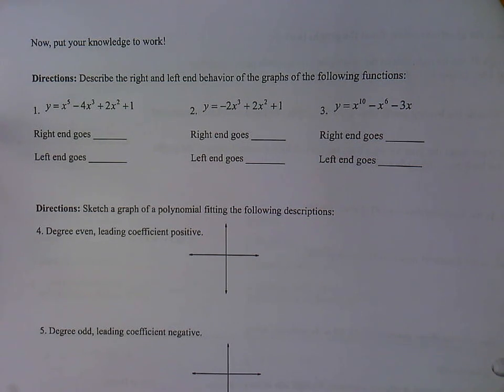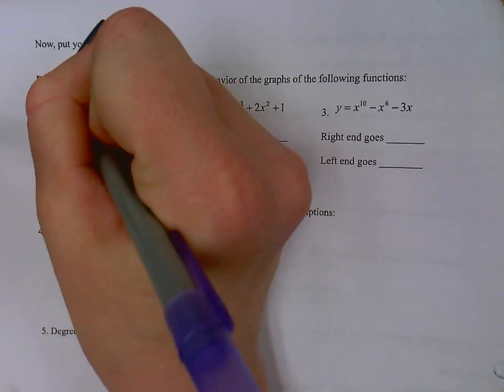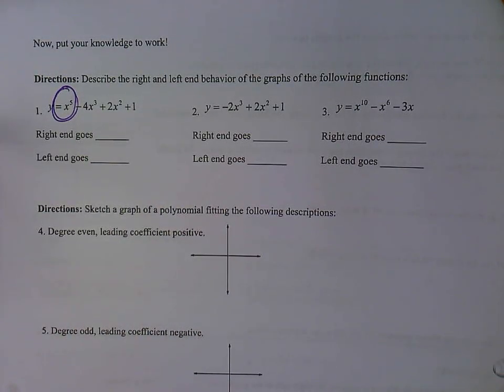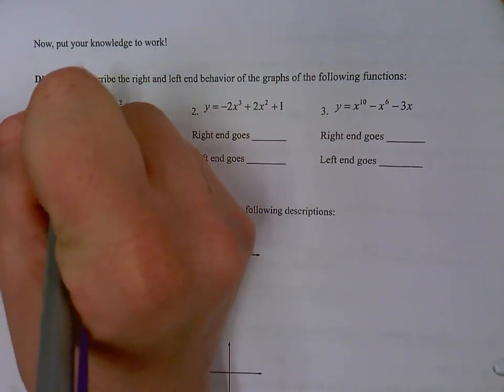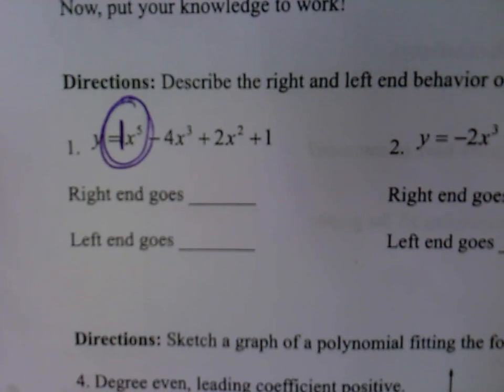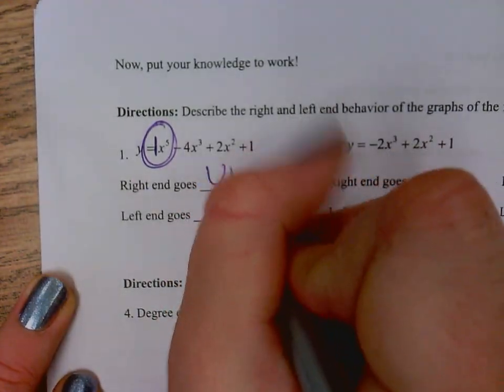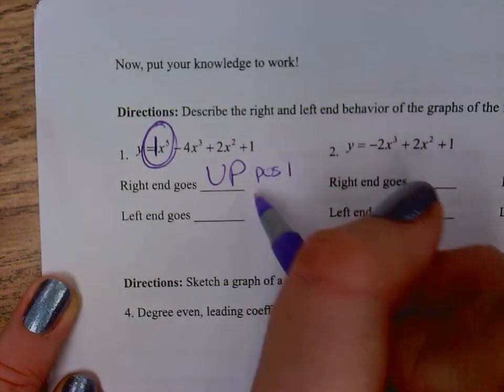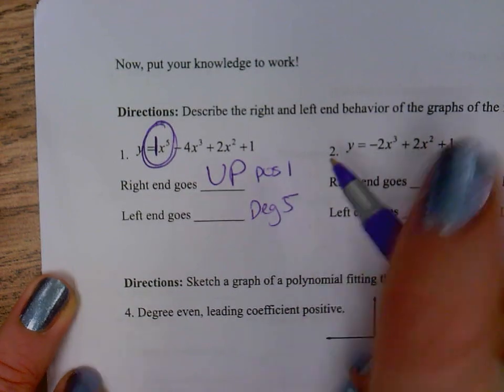All right, so can I go over number one and make sure you're on the right track? So number one, you should only be looking at this term because that's the leading term. The leading coefficient is a positive 1. So if it's positive 1, that tells you the right side of the graph is going up, right? Because positive 1. Then I'm going to look at the degree. Well, the degree is 5, which is an odd number.